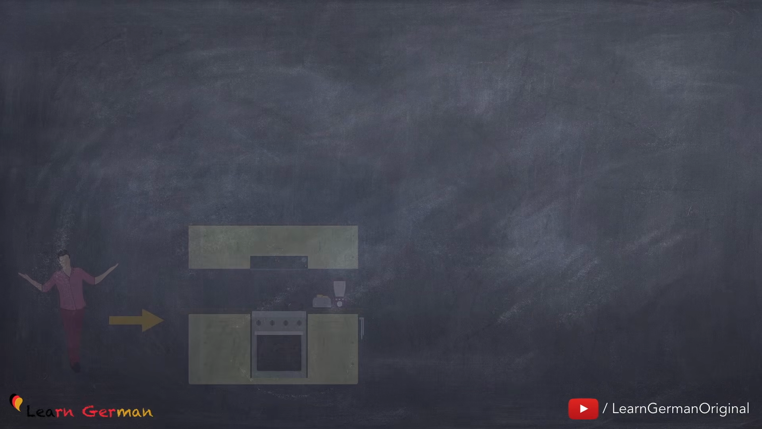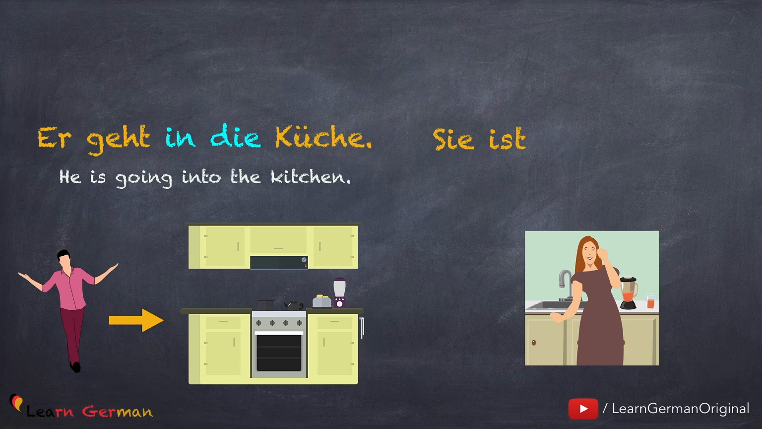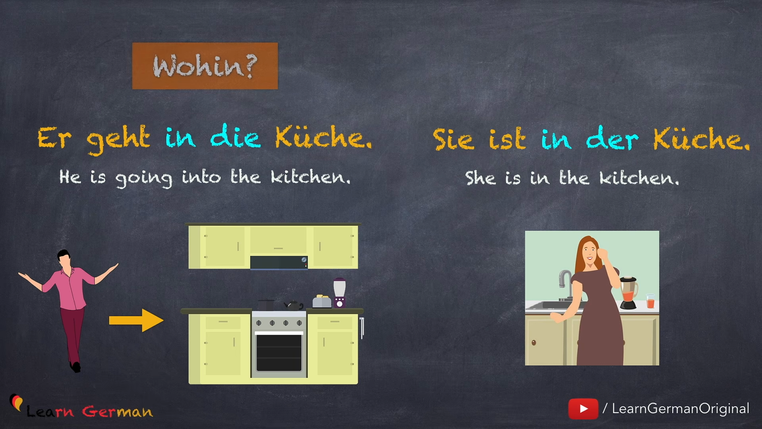Now let's do an example with a room. Er geht in die Küche. He's moving from one place to the other. The next one. Sie ist in der Küche. She is not moving. Once again, do remember, whenever you're talking of movement, you would ask wohin. And whenever you're talking of position, you would ask wo.